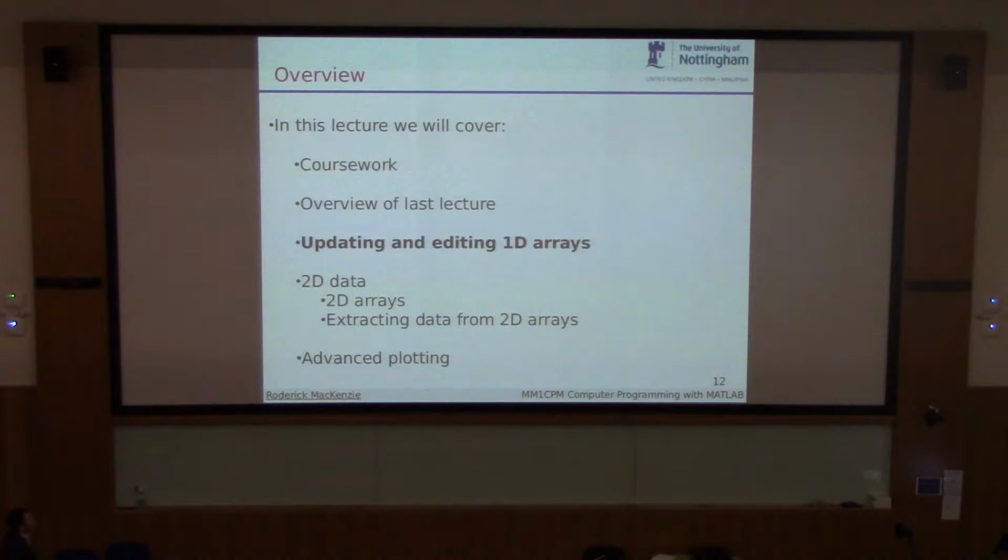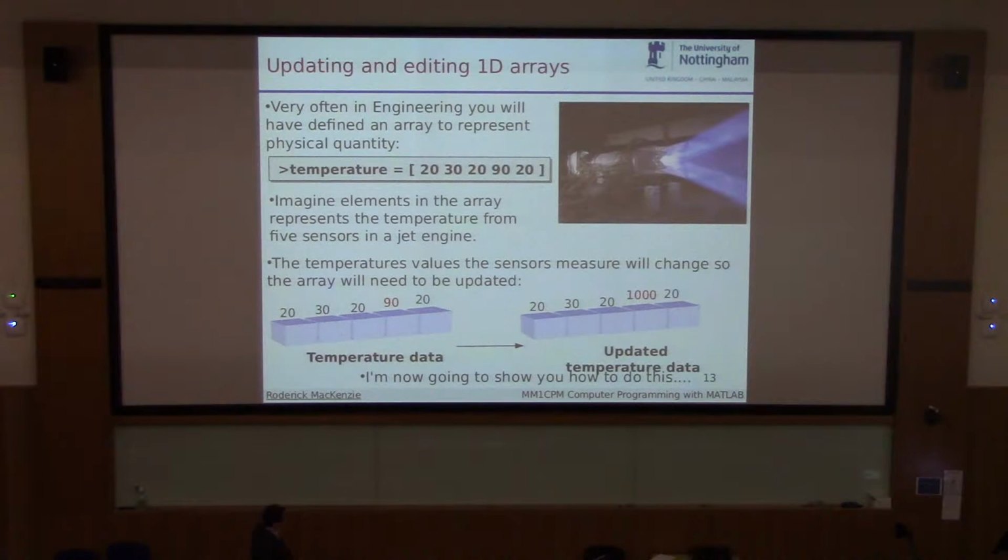Okay. Now then, I just want to finish off 1D arrays now. So updating and editing 1D arrays. Very often, you might have your computer collecting data from, say, this jet engine here, monitoring lots of sensors. You'll have an array holding the temperature data from the sensors of this jet engine. So here we've got temperature equals 20, 30, 20, 90, 20. And you can imagine each one of these pieces of data could represent a thermometer at different places in this jet engine.